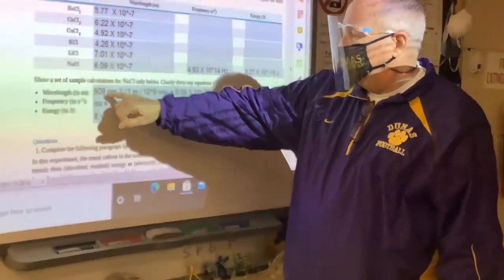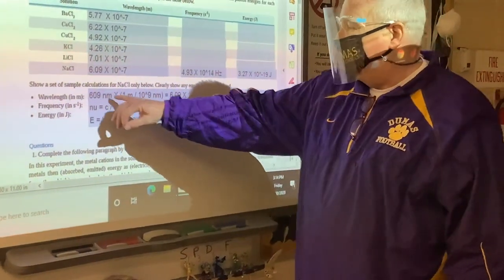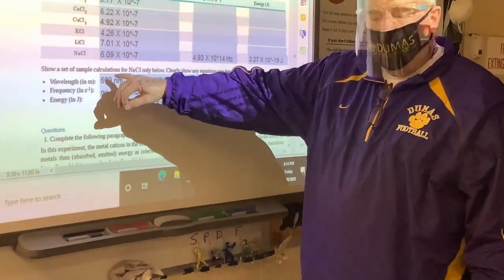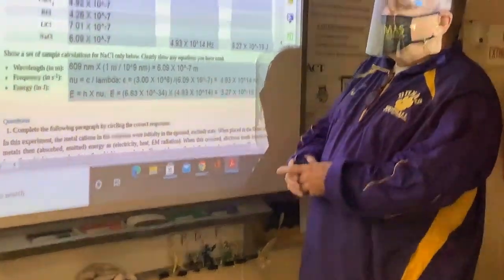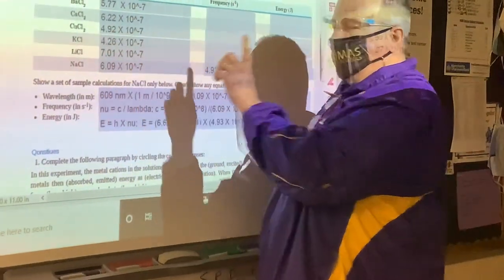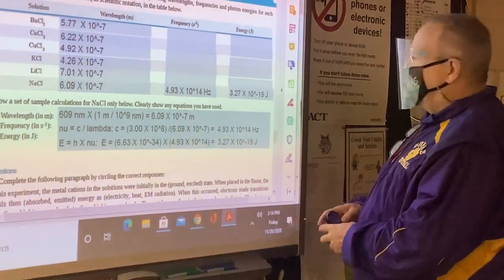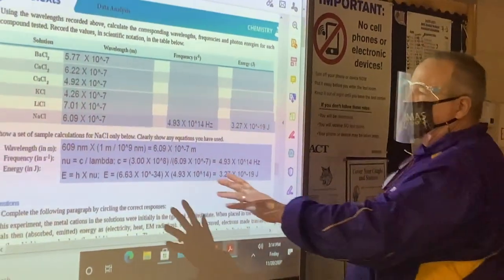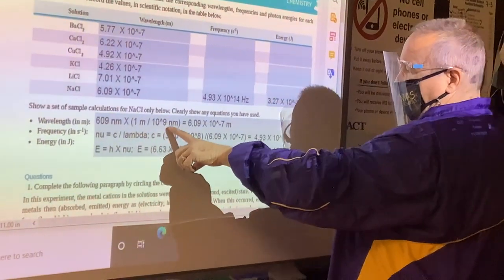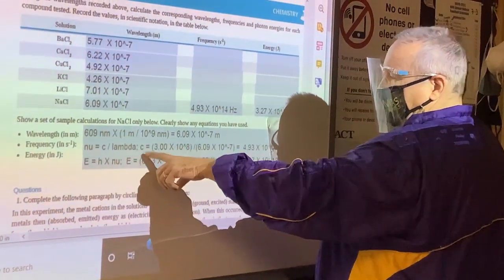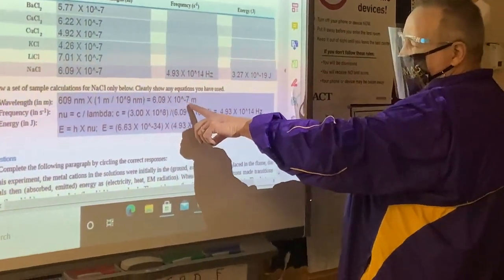If I divide that wavelength by 10 to the 9th, or multiply by 1 over 10 to the 9th, I will get my wavelength in meters, and I get these values. Here's the value for sodium chloride. When we did it, it was that orange color that had a wavelength of 609 nanometers. I divide that by 10 to the 9th nanometers per meter, and here's what I get: 6.09 times 10 to the minus 7th meters.